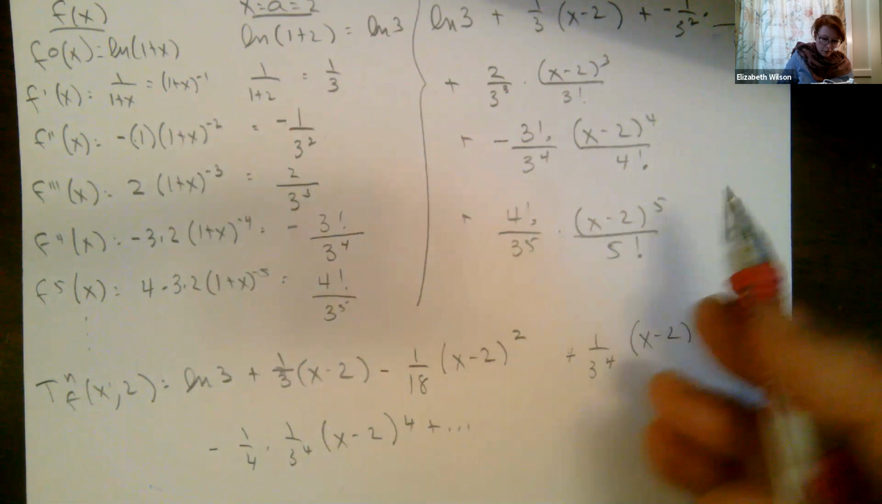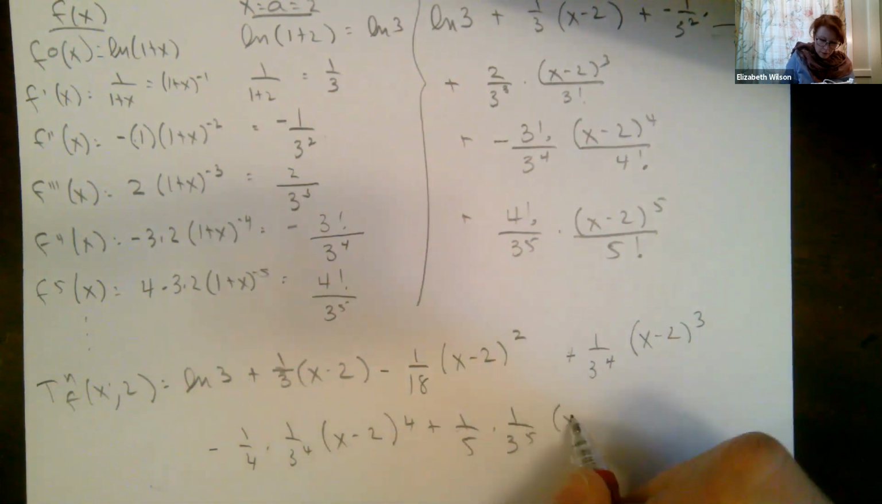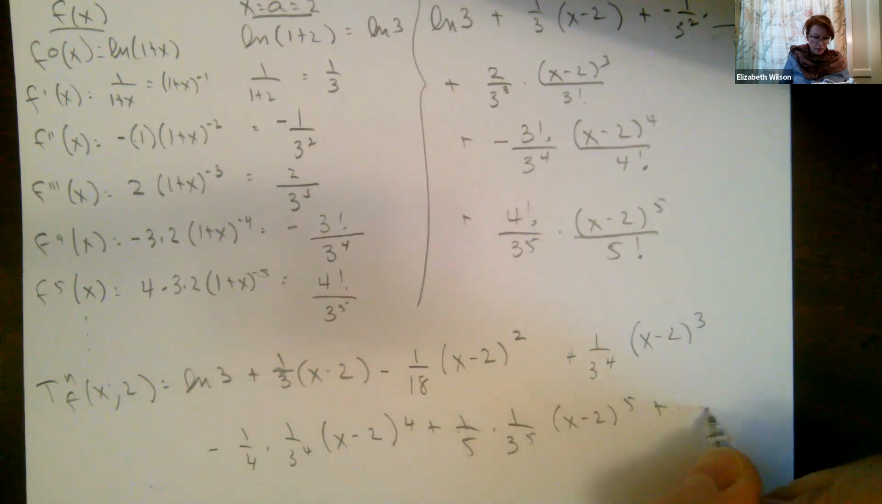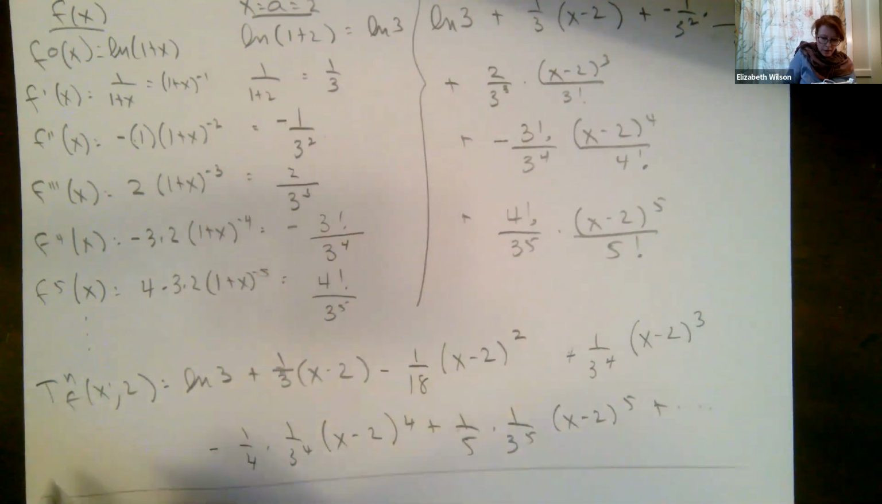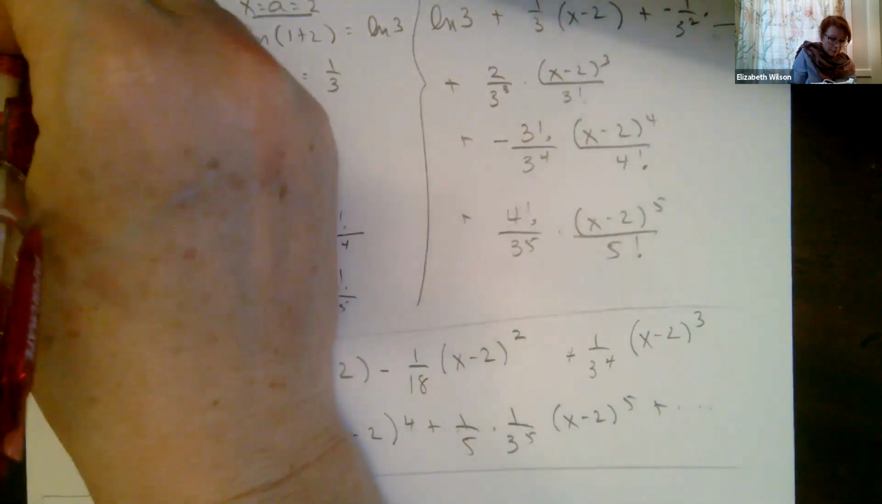I guess I could do that one too. I didn't do it before, but I'll do it again. 1 over 5 times 3 to the 5, x minus 2 to the 5 plus dot dot dot. Okay, so this is our nth order Taylor for ln of 1 plus x centered at a equals 2. Phew, that's a pain, but we can do it. So this is part A.